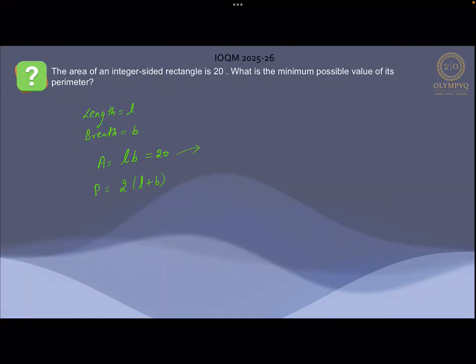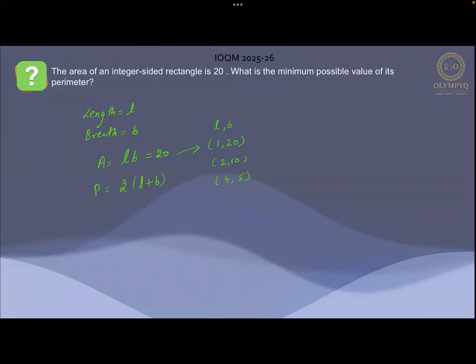Since L and B both are positive, we can take the value of L as 1, and the value of B in that case will be 20. So these are the ordered pairs (L, B). The next ordered pair that we can take from here is (2, 10). The next ordered pair is (4, 5). And this can be reversed as well. So for L and B, we can take either (1, 20) or (20, 1).